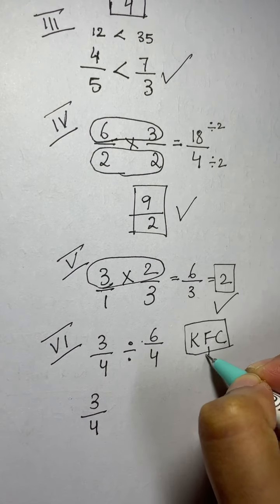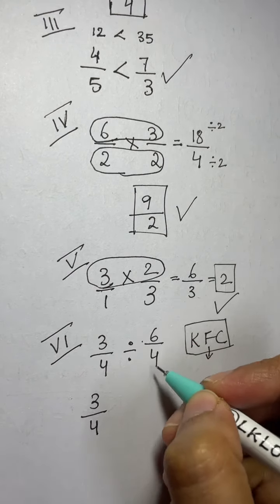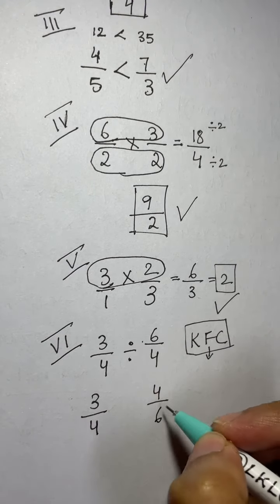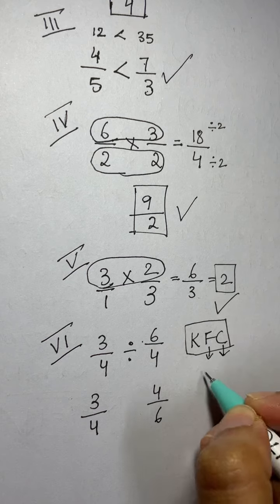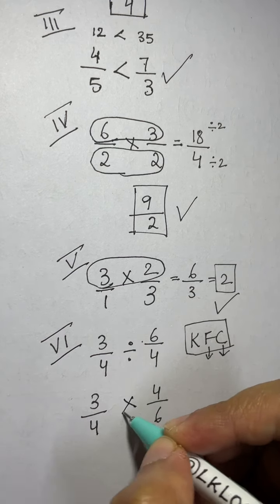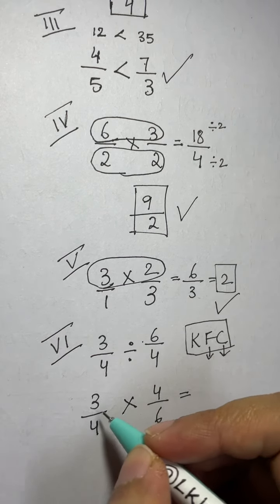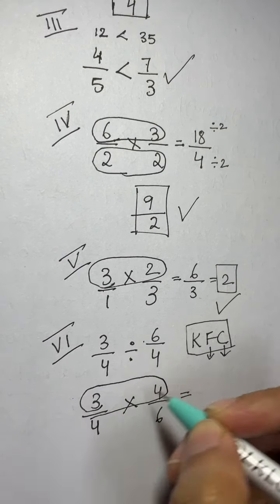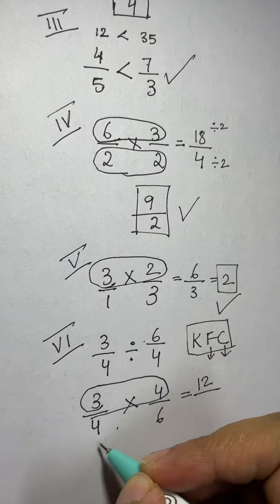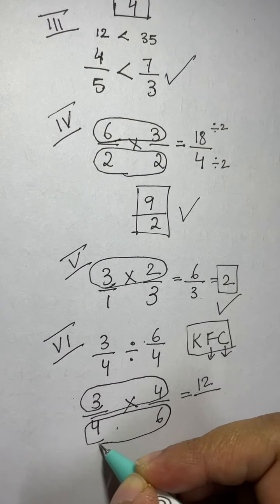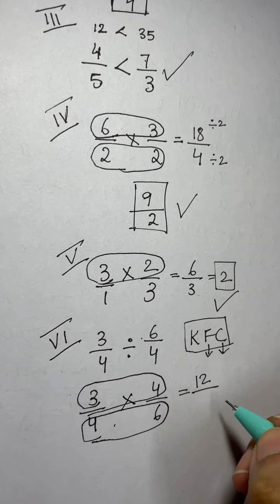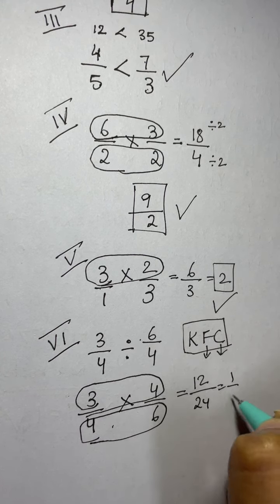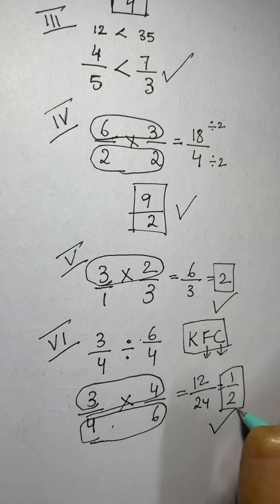Flip the second fraction, 4/6. Top goes to bottom, bottom goes to top. And then change the signs from division to multiplication. That's it. And when you have multiplications, you know what you have to do. 3 times 4 is 12, and 4 times 6 is 24. So that's equal to 1/2. Done.